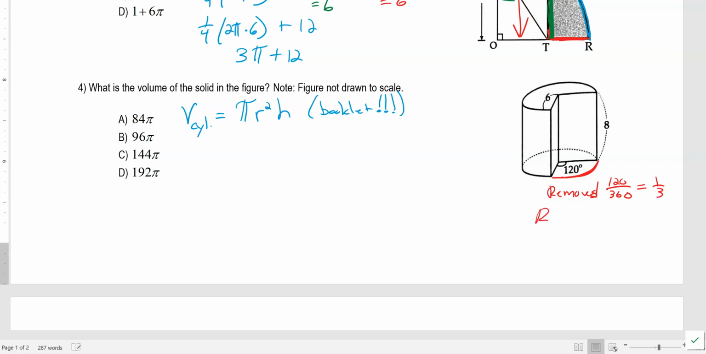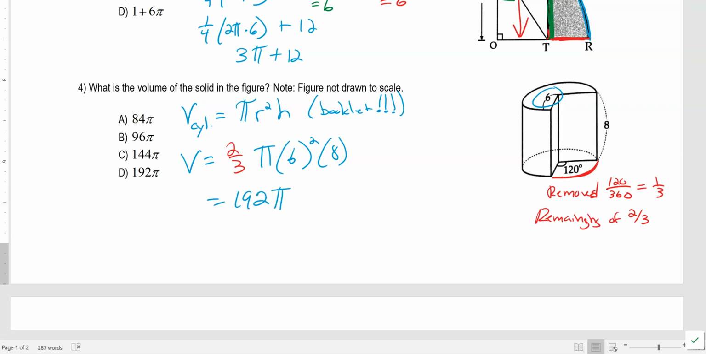So we have a remaining of 2/3. So we have 2/3 of a full cylinder. So if we want the volume, we're going to actually have to multiply by 2/3 because we don't have a full cylinder left. Okay, and the radius, you can see right here, is 6. So 6 squared, and the height is 8. Okay, so if we go ahead and multiply that out, we're going to get 192 pi.